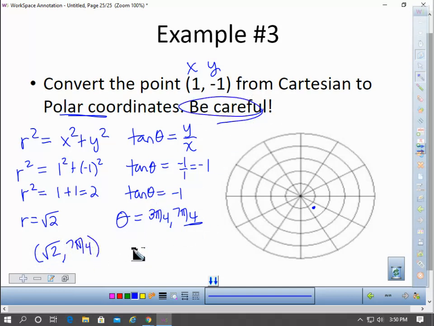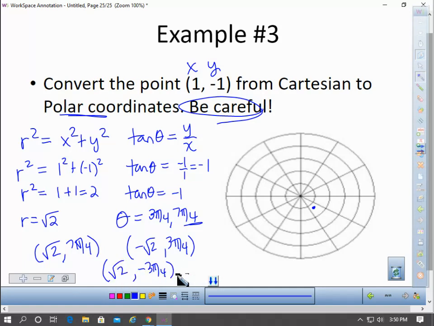Now, how could I represent that same point using the 3 pi over 4? If I only went 3 pi over 4, which would be right here, to get to this point on this side, I'd have to use negative radical 2. So there are 2 points in polar that represent the point (1, -1). I could either go around 7 pi over 4 and then go out the square root of 2, or I could go 3 pi over 4, which is only 135 degrees, but then I'd have to go negative radical 2 to get to the other side.